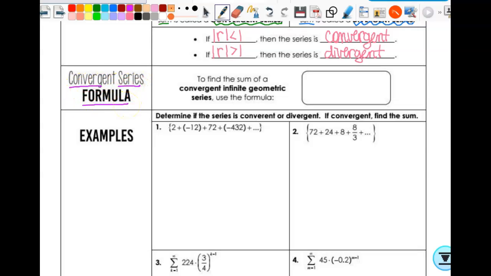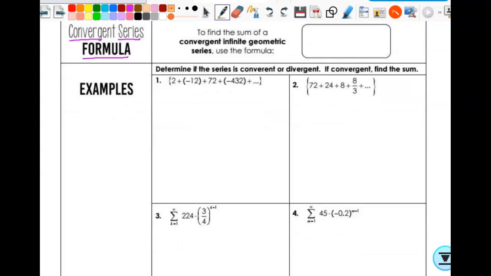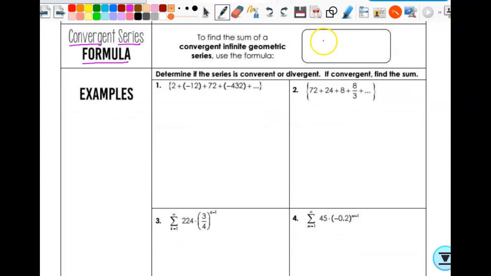Okay, so to find the sum of a convergent infinite geometric series, we would have S equals a1 times 1 over 1 minus r. And I didn't look to see what Delta Math used for this, but another way you could see this is just a over 1 minus r, because if you multiplied, that's what would happen. So either way, it's fine, doesn't matter. Okay, easy enough?